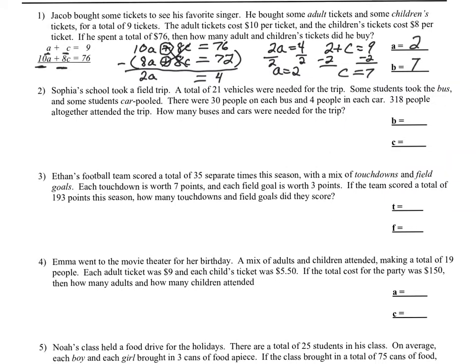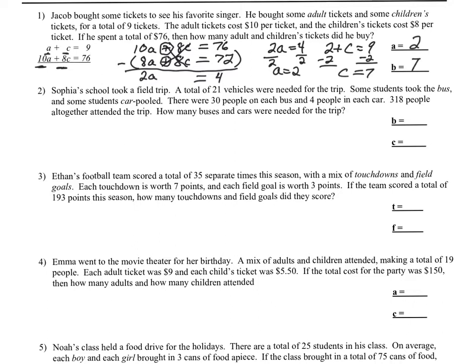So a problem like number 2: Sophia's school took a field trip. A total of 21 vehicles were needed for the trip. Some students took the bus and some students carpooled. There were 30 people on each bus and 4 people in each car. 318 people attended altogether. So again, we've got to set up 2 equations.